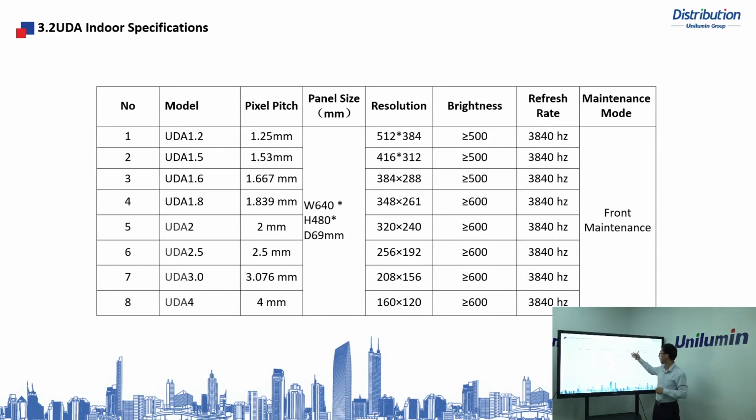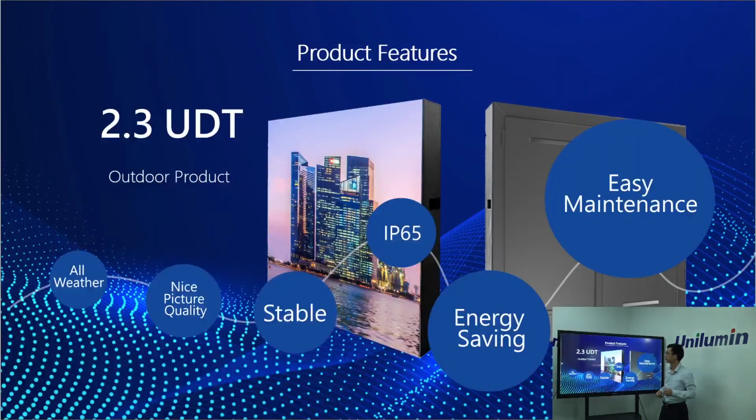The brightness from here, P1.2 and P1.6, the brightness is 500. But for the lower pitch, the brightness is higher. And for the product for the outdoor, we use the Unilumin.